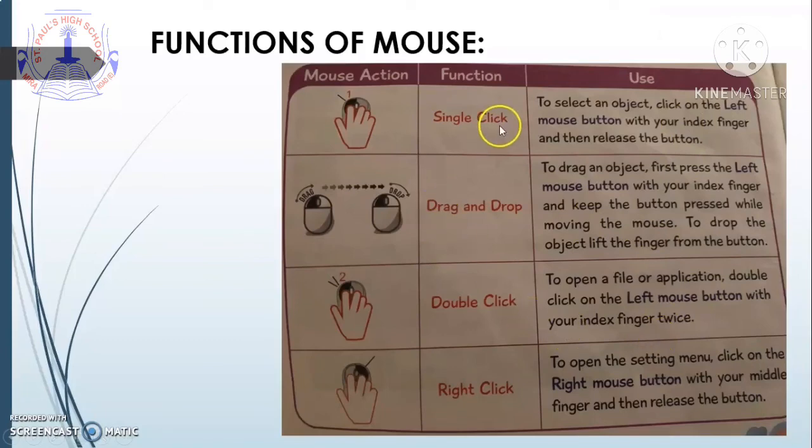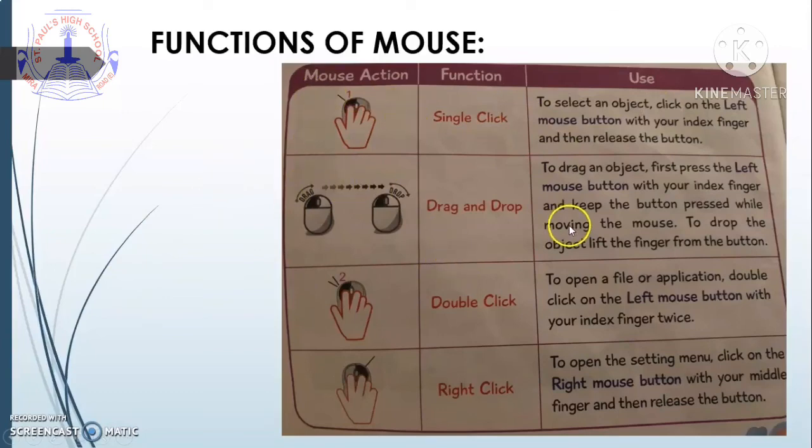Now what does the single click do? To select an object, click on the left mouse button with your index finger and then release the button. If you click on the left button of the mouse, the particular file or folder will get selected.